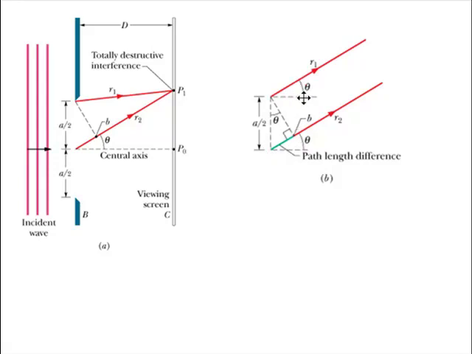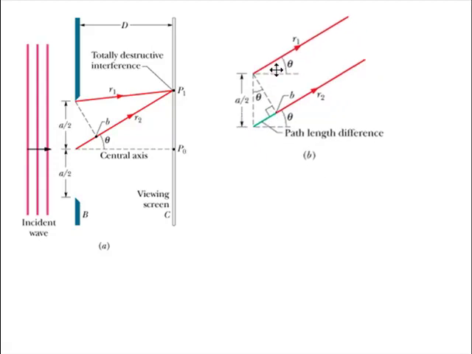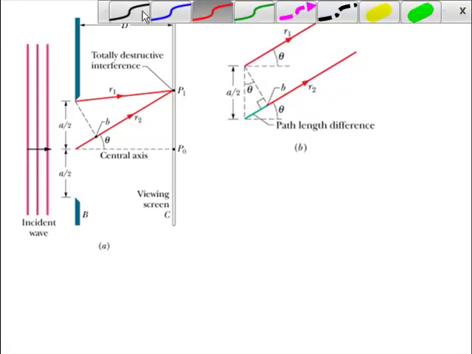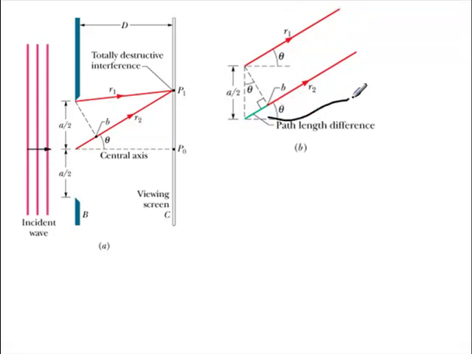Well, this angle theta is the angle from the center to our point of interest, and it's also the angle here between the line between the two rays and the perpendicular line between them. That means that this extra distance here is simply a/2 times the sine of theta. Now, if that a/2 times the sine of theta happens to equal lambda/2, then each of these rays will cancel each other out. These two rays will cancel.